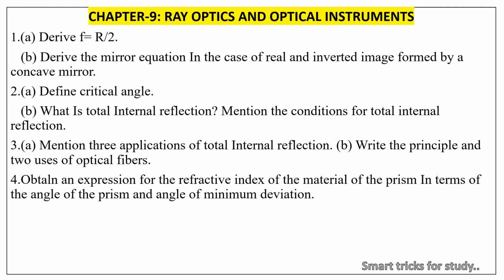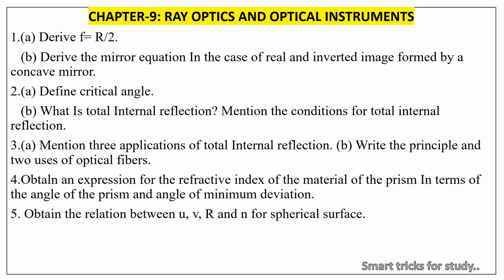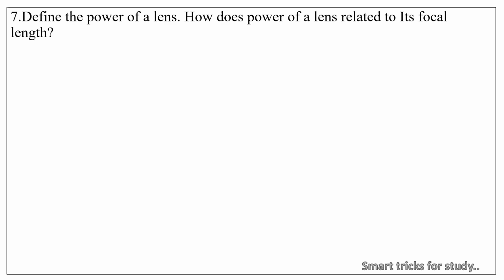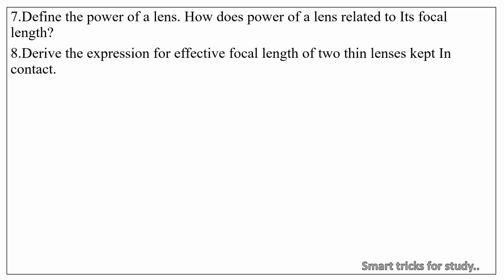4. Obtain an expression for the refractive index of the material of the prism in terms of the angle of the prism and angle of minimum deviation. 5. Obtain the relation between u, v, R and n for spherical surface. 6. Derive lensmaker's formula. Name 2 factors on which focal length of a thin lens depends. 7. Define the power of a lens. How is power of a lens related to its focal length?